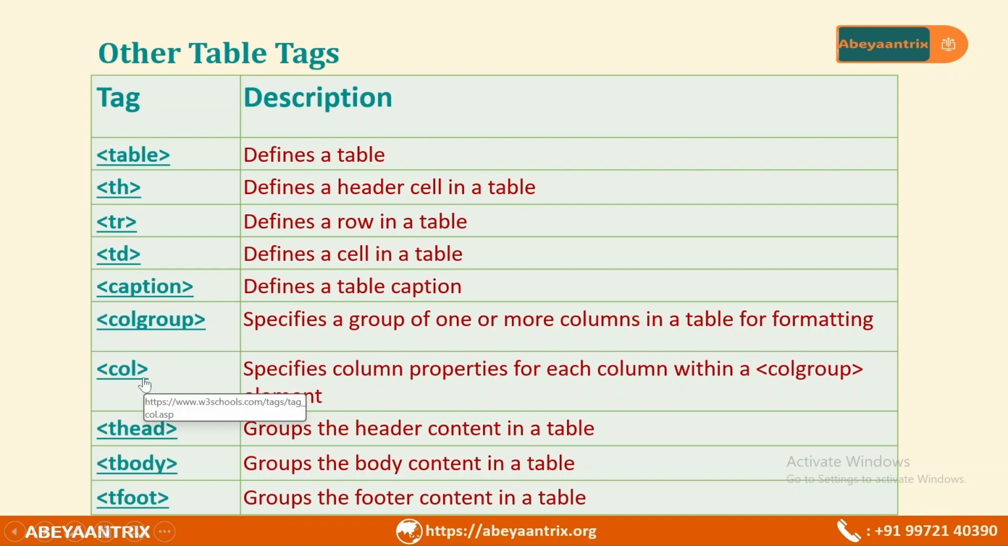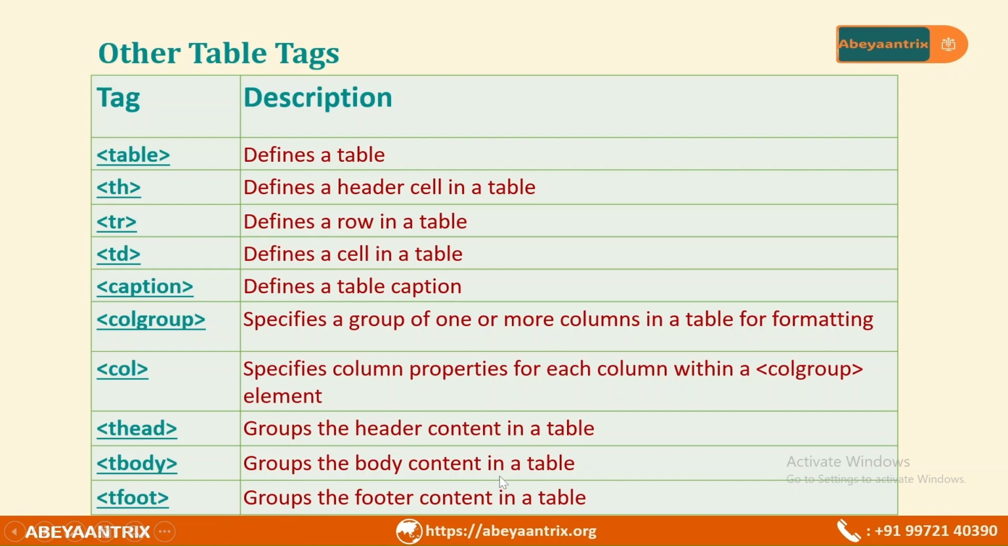Next is thead. Thead groups all your header rows together. It is used to separate the header section from the body of the table. When you create a group of headers, you can use thead. Next is tbody. This is a group of all your data rows together. It represents the main content of your table. Next is tfoot. On the bottom side, if you want any summary, you can use tfoot. It groups the footer content in the table.